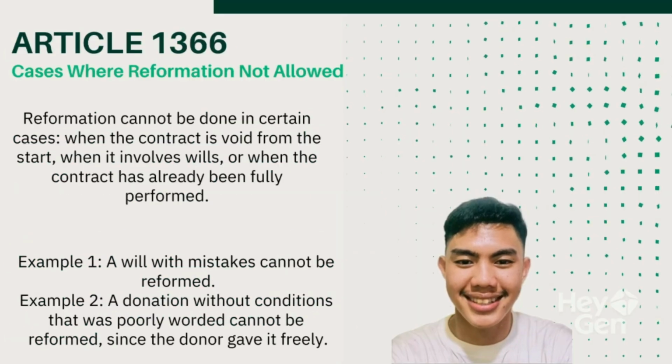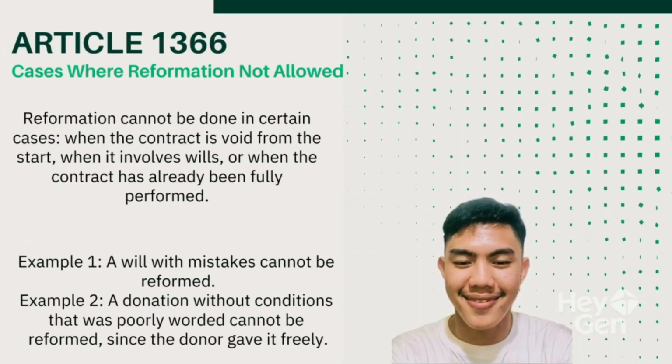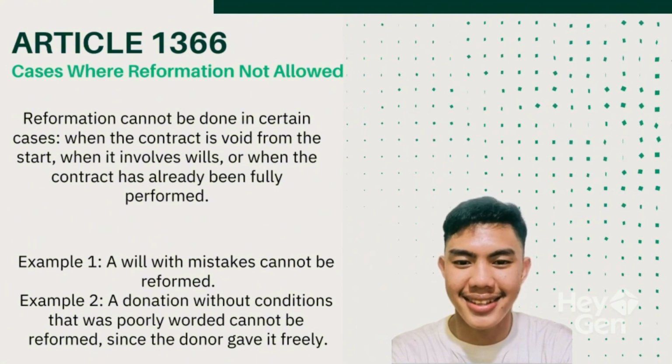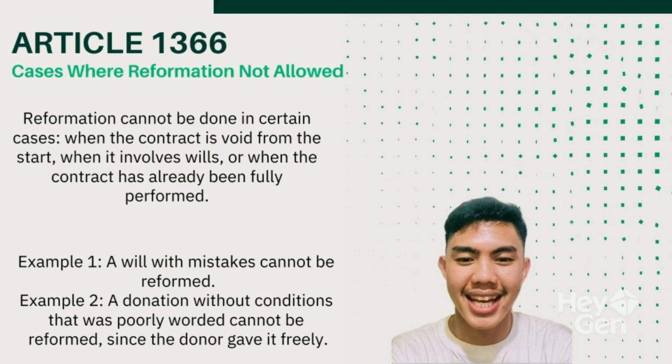Article 1366, Cases Where Reformation Is Not Allowed. Reformation cannot be done in certain cases: when the contract is void from the start, when it involves wills, or when the contract has already been fully performed. The law sees no reason to reform documents in these situations.